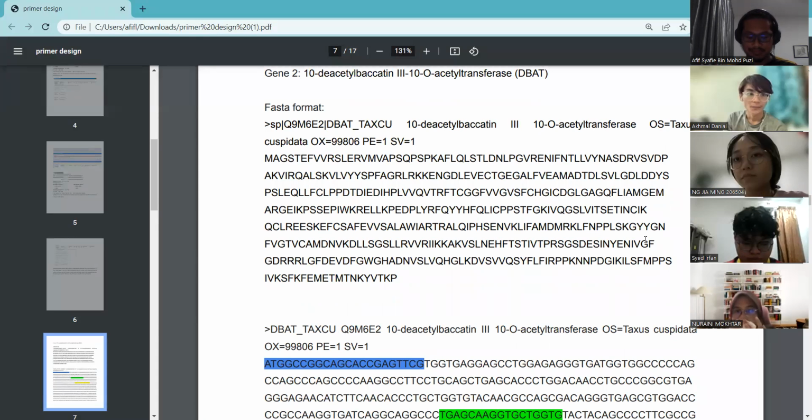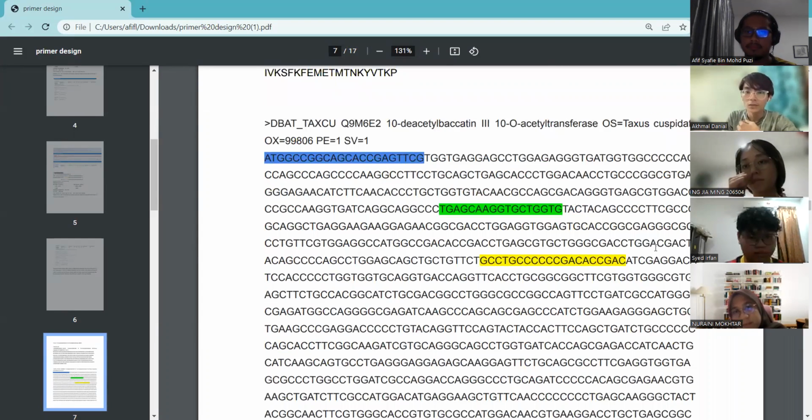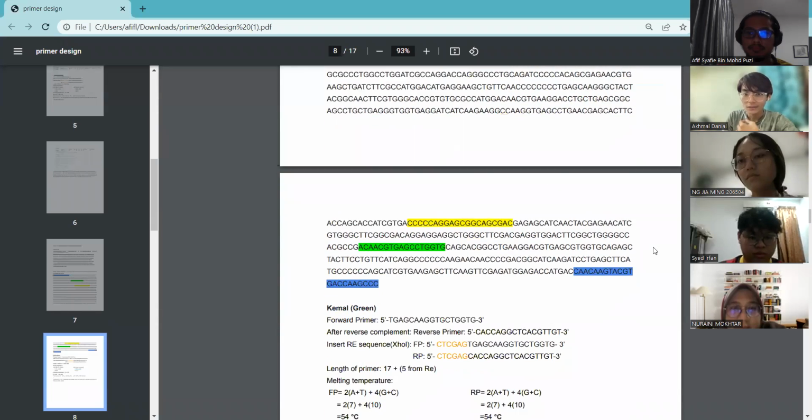Okay, so thank you. For gene 2, we have decided to use the DBAT gene, which is 10-deacetylbaccatin III 10-O-acetyltransferase. What we do is we find the FASTA format, as you can see in the slide presentation. And then, can you scroll down a bit, Afif? So this is the full length sequence after we convert it.